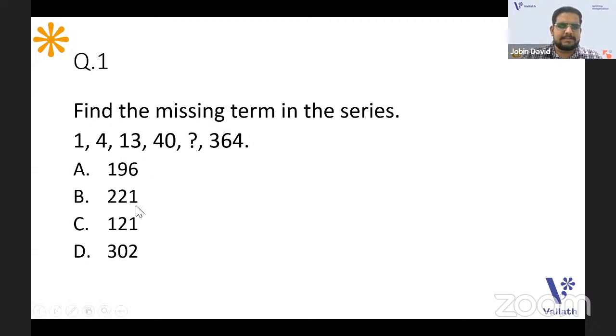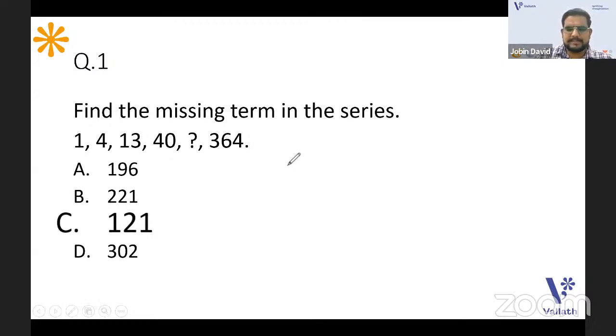The options are 196, 221, 121, 302. What is the answer now? Yes, the option is C, where we have 121. How does the 121 work?